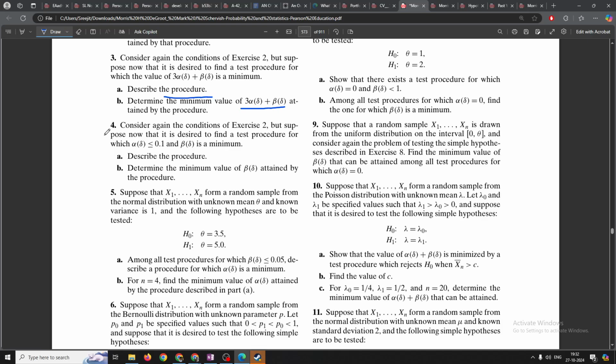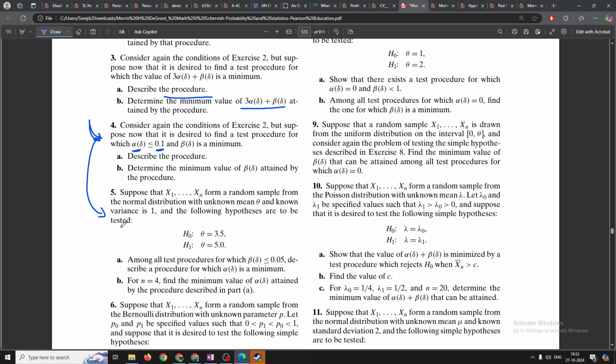Yes. Okay. So in this question number 4, they have said that we need to find a test procedure such that alpha is less than 0.1 and beta is minimum. This is where the second result comes into the picture, the Neyman-Pearson lemma. Try question number 4 by yourself. This is very similar to question number 5. We are going to do question number 5 now.